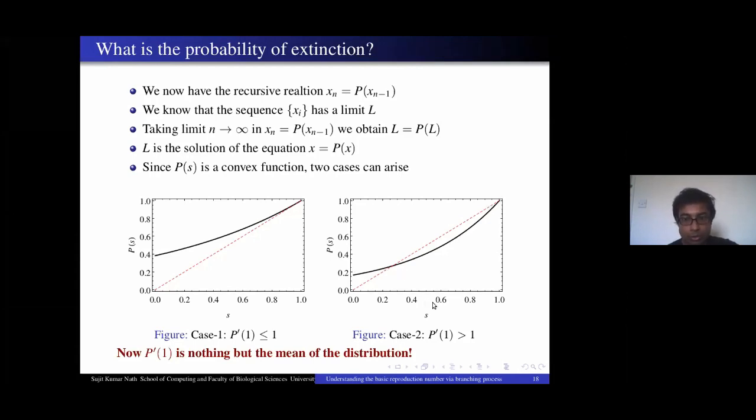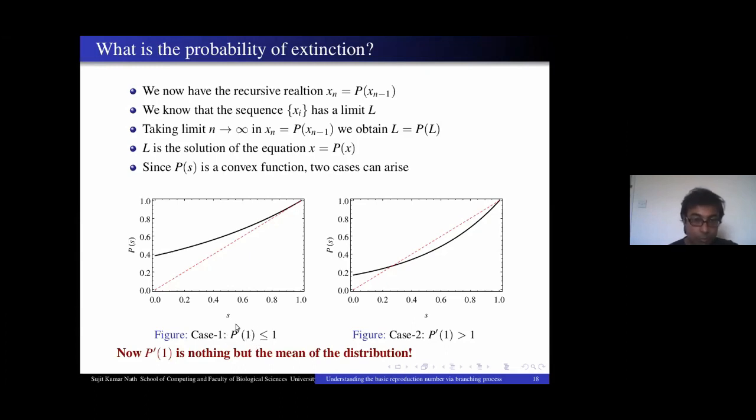What is P prime 1 then? P prime 1 is basically the mean number of offsprings at the first generation, right? Because P(s) was the generating function for the first generation. So P prime 1 is basically the average number of offsprings produced at the first generation. So P prime 1 is a very tractable quantity.